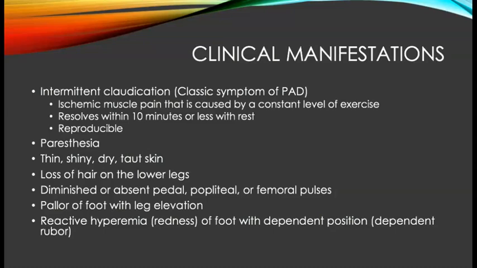Some other signs and symptoms to look out for are changes in the skin. So people who have PAD or PVD will have more thin, kind of shiny appearing skin that could even appear a little dry or tight. The skin also tends to appear more mottled, so it's kind of blotchy and a darker brown color, or it can even be a red color. You may also see that there's a loss of hair on the lower legs, especially around the ankle area.